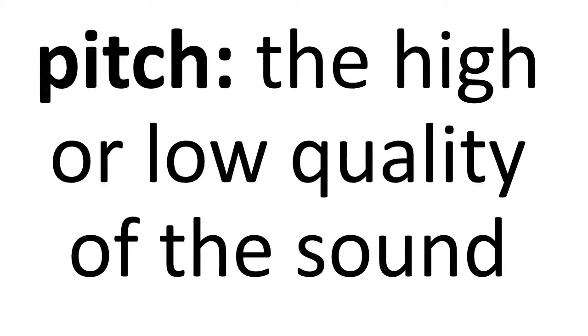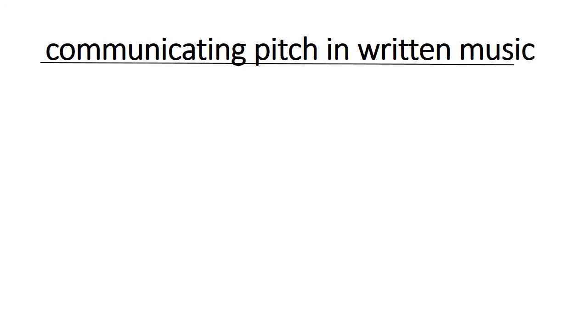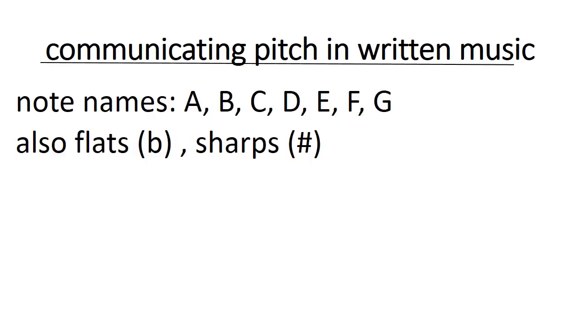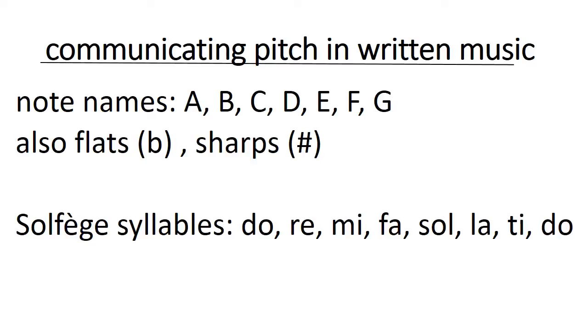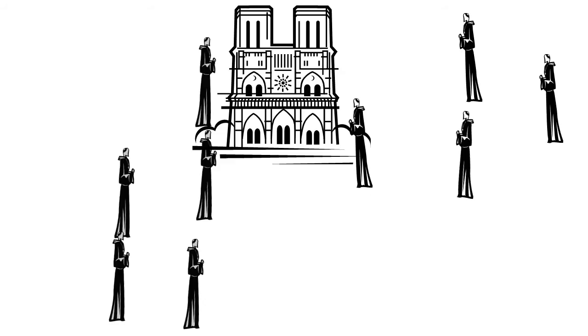First, the idea of solfege is based around pitch. Pitch is the high or low quality of the sound. We can communicate pitch in written music in a variety of ways. First, with note names, that's the A, B, C, D, E, F, G, also flats and sharps. Another way is through the solfege syllables. That's the do, re, mi, fa, so, la, ti, do.